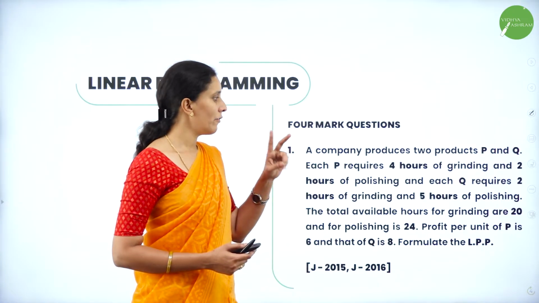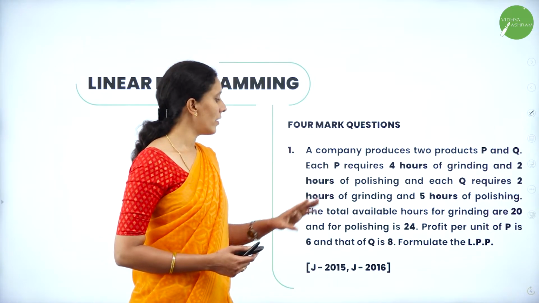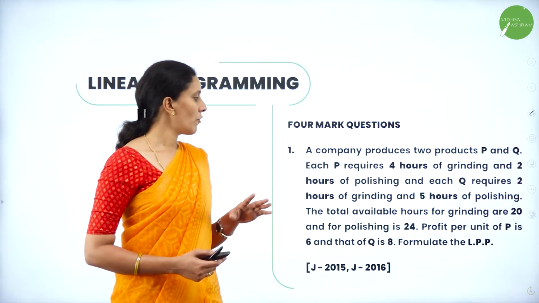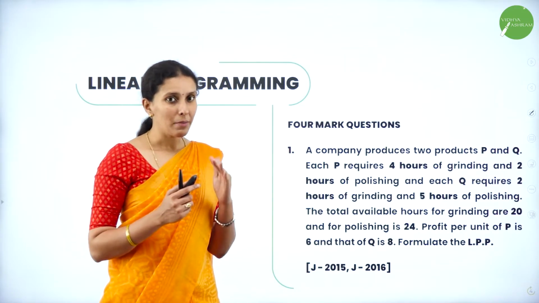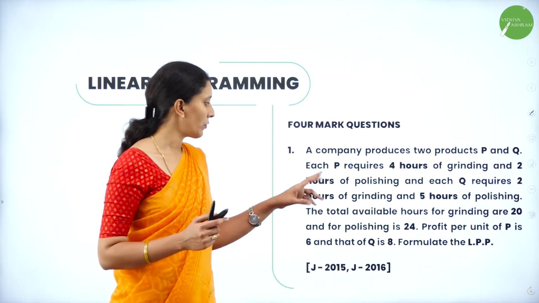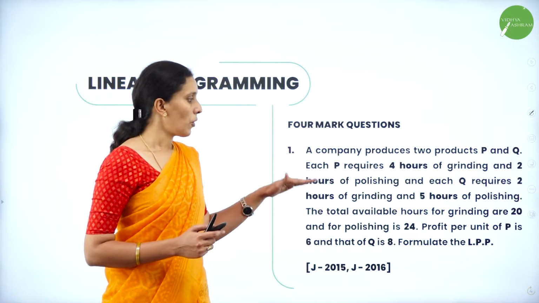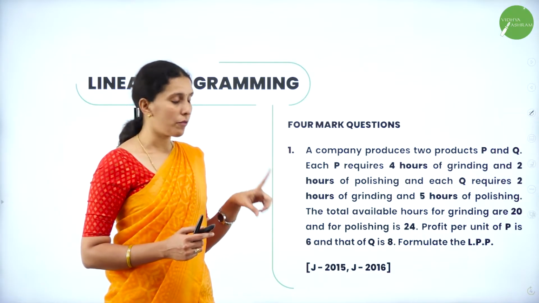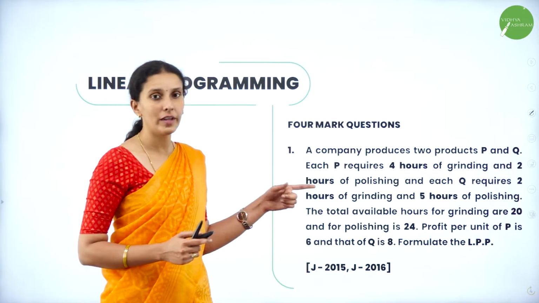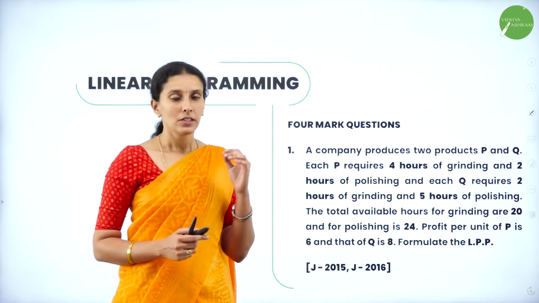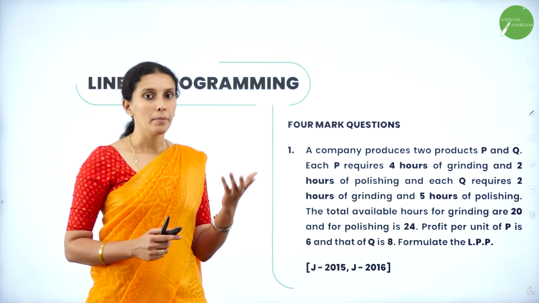P takes 4 hours for grinding and 2 hours for polishing, and Q requires 5 hours of polishing and 2 hours for grinding. The total time available for grinding is 20 hours and for polishing is 24 hours, and profit per 1 unit of P is rupees 6 and profit per 1 unit of Q is rupees 8. We have to formulate the LPP. To formulate the LPP is to maximize the profit or minimize the cost.